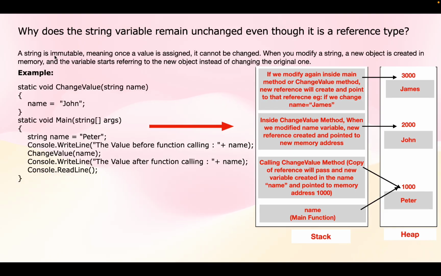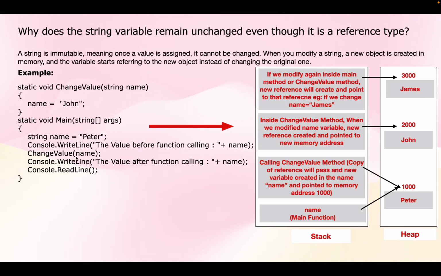A string is immutable. That means once we assign a value, it cannot be changed. When you modify a string, a new object is created in memory and the variable starts referring to the new object instead of changing the original one. In the example we already saw, inside the main function we created a string variable and assigned it as Peter. Note, string is a reference type, so the actual value is stored in heap memory and the reference of that variable is maintained in stack memory. Now assume the value Peter is stored at memory address 1000. So inside stack memory, the reference of the variable name points to 1000.